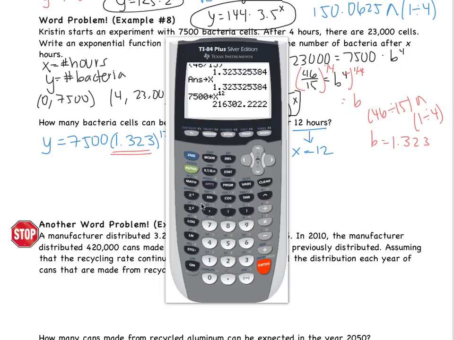Okay, so this is the true number of bacterial cells, or what we would estimate the number of bacterial cells to be after 12 hours. So I'm going to write that. We're going to estimate it to be 216,302.2 repeating bacteria cells.